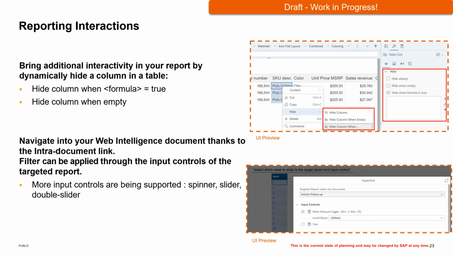Reporting interactions. We've got more robust ways to hide columns in a table if you so desire from a dynamic standpoint. And also from an intra-document link, we've done some improvements in terms of using the filters on the target document. That includes more filter types to include spinners, sliders, and double sliders as well that you can push with that intra-document link.